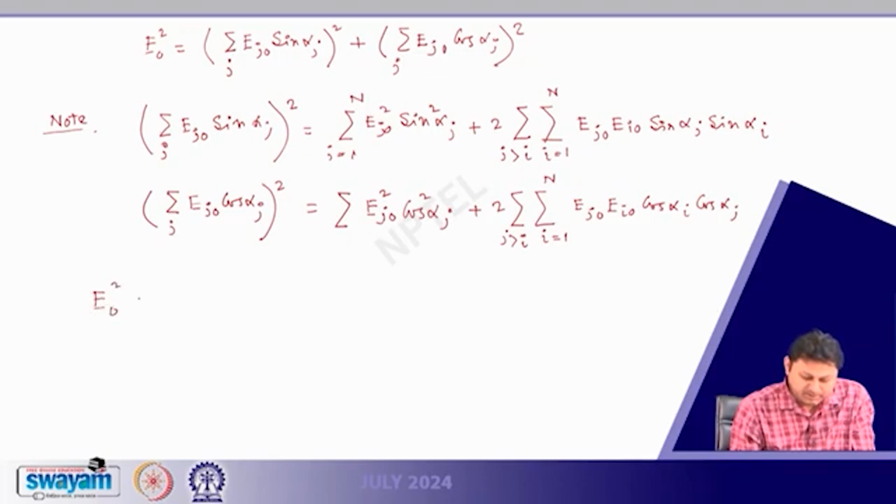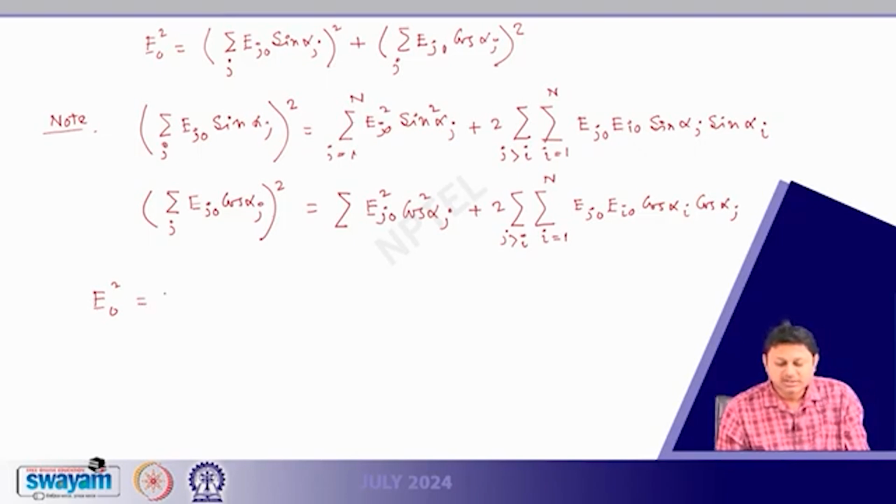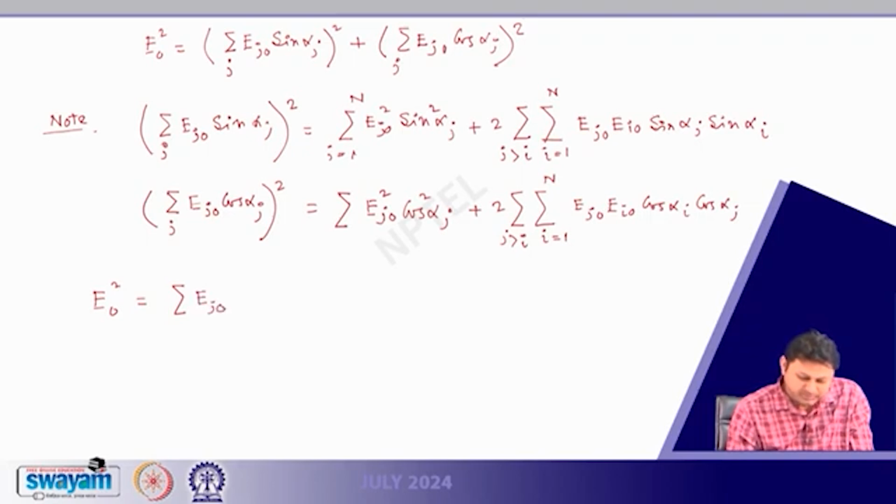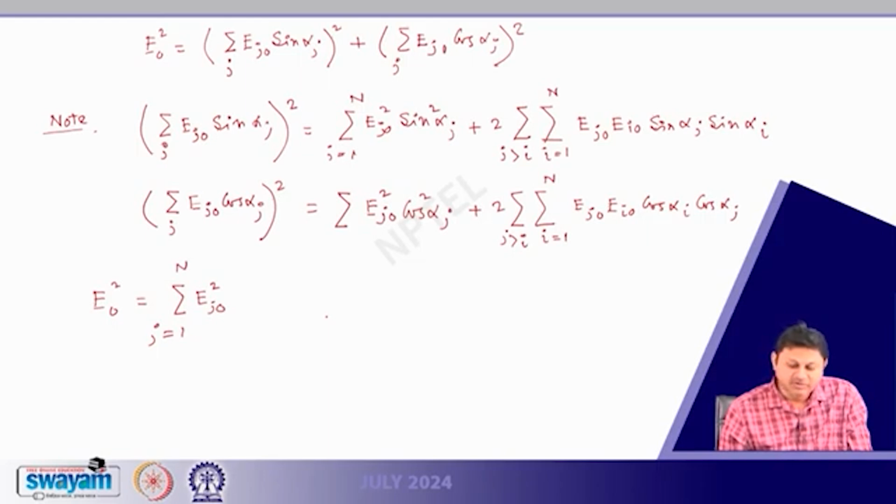E0 square: if I add these two, then you can see that there is a term E10 sine alpha 1 square and another term E10 cos alpha square. So I can merge these two terms together, and eventually we are going to get the sum over E j0 square, j equal to 1 to n, because all the sine square and cos square terms will be added, and sine square alpha j plus cos square alpha j will essentially give 1, so I should not write that.